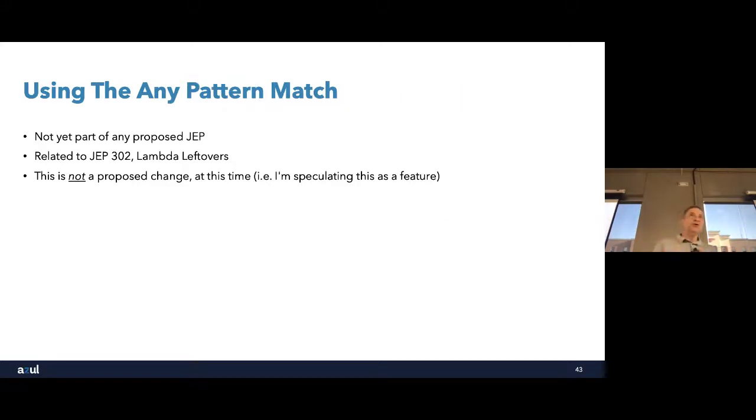However, we could go even further than that and we could use the any pattern. Now this is complete speculation on my part. In fact, I didn't even come up with this idea. I saw somebody else has suggested it as a great idea. And it's not part of any JEP yet, although it is related to another JEP which hasn't been implemented. There's a JEP called 302 on lambda leftovers.